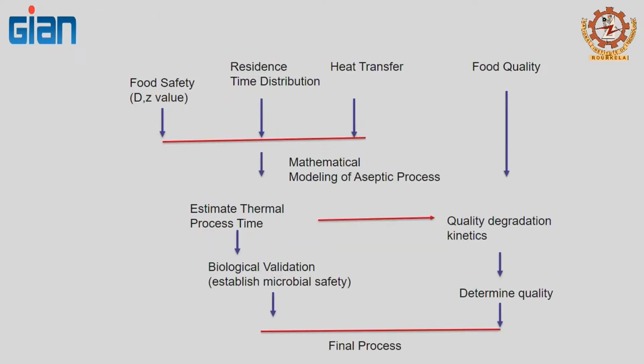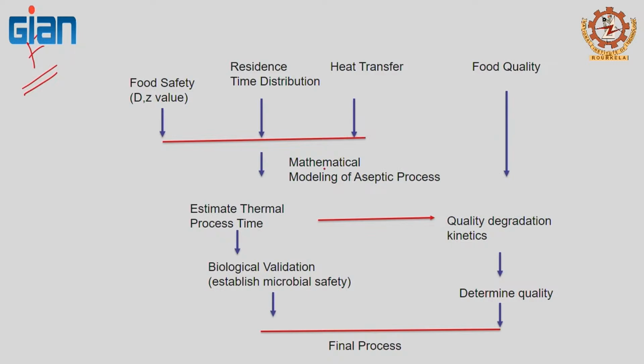Now, coming to food safety validation, it is much more complex in this case. From your lectures on food safety kinetics and food quality kinetics, we know the D value provides the decimal reduction time, and the Z value is the temperature sensitivity of the bacteria. From knowing the D value and Z value, you can calculate what they call the F value. That is very straightforward to calculate for the case of canning. In the case of aseptic, it is much more complex.